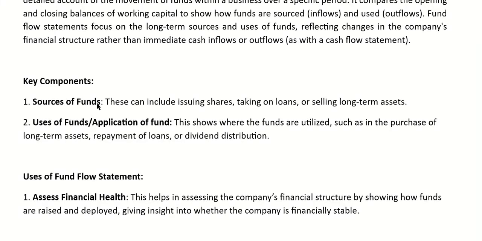As we have said, the main components of a fund flow statement are sources of fund and uses of fund. Sources means from where all the fund has arrived in the business. This can include issuing of shares, taking of loan, or selling of a long-term asset. All these things bring fund into the business.